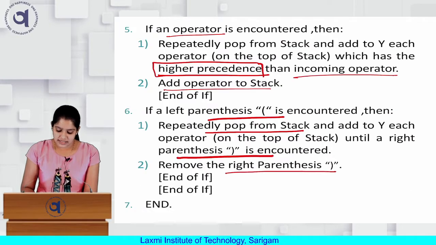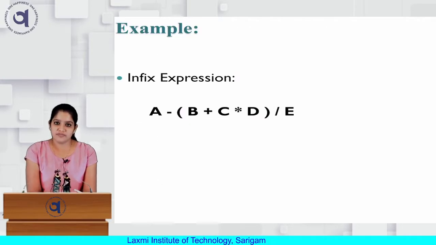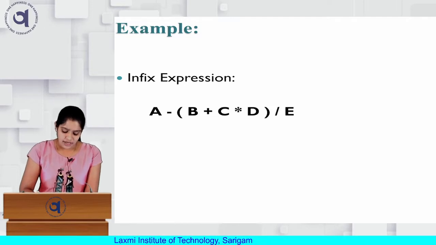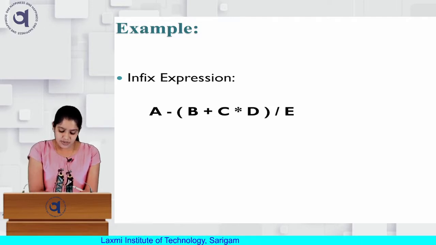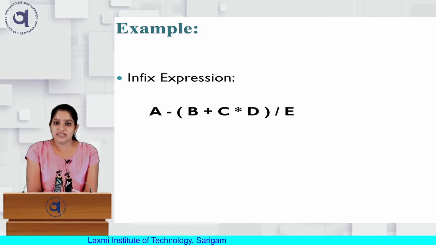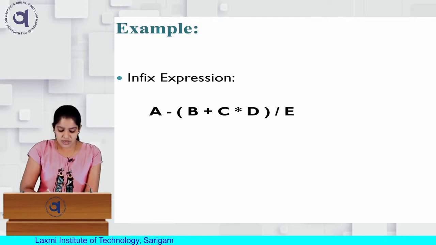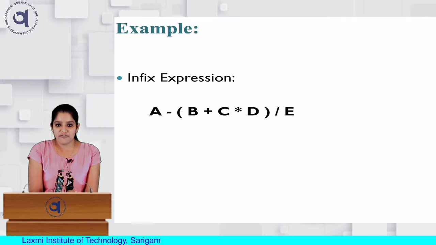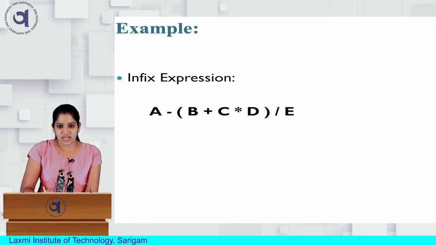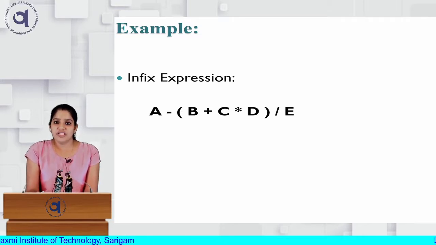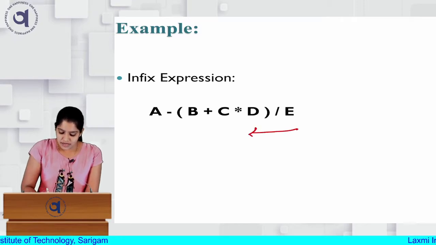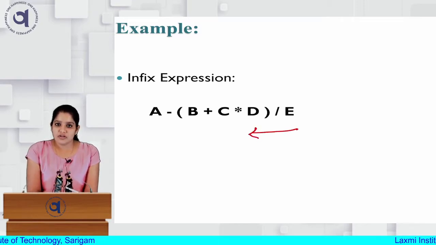So, now let us see one example. Here we have A minus bracket B plus C star D bracket over slash E. Now, if we want to convert to postfix, we usually scan from left to right, that means A, then minus, then bracket, right. But here we need to scan from right to left, that means in reverse order, right.